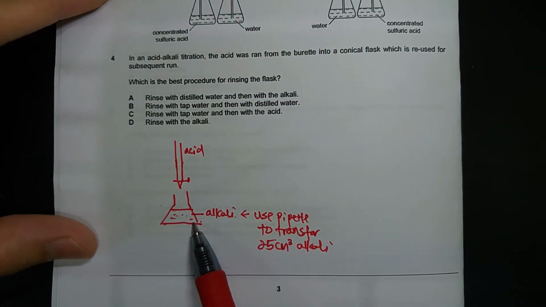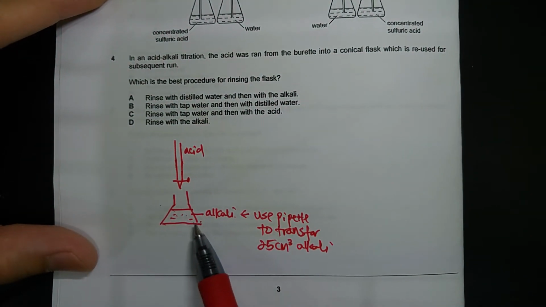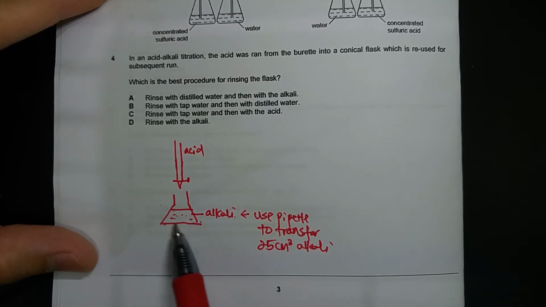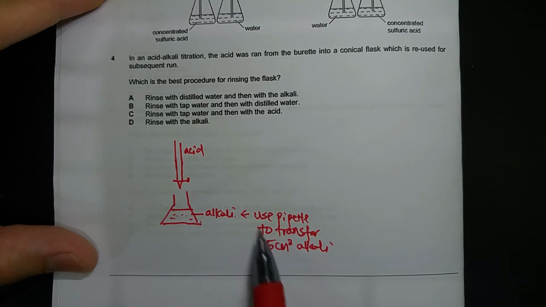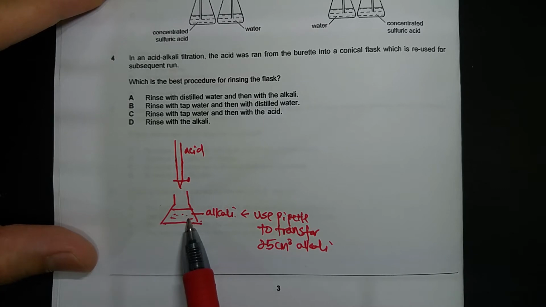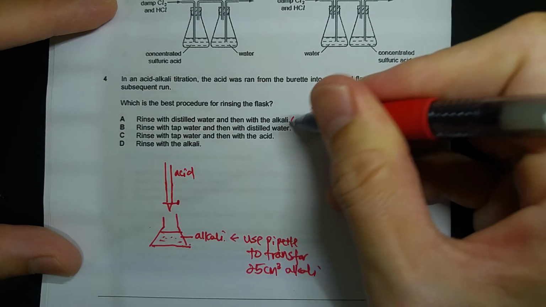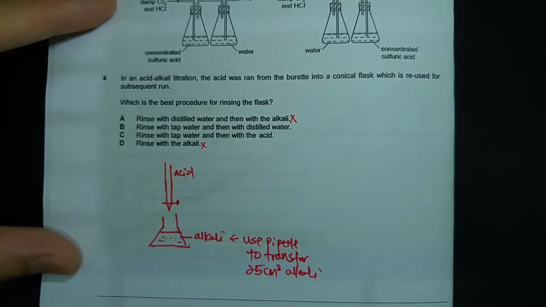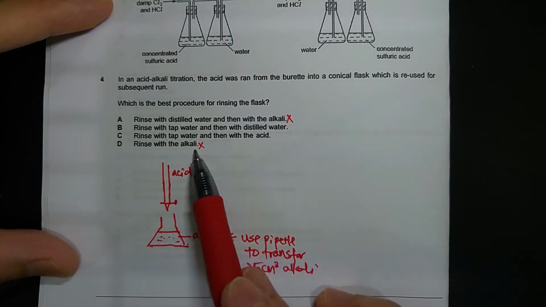Now, if you want to rinse this flask, can you rinse with the alkali? If you rinse with the alkali, some alkali will stick to it. And then you use the pipette and transfer 25 cm cube, meaning that at the end of it, there will be more than 25 cm cube of alkali inside the conical flask. So you cannot use alkali to rinse your conical flask. So these two options are out.